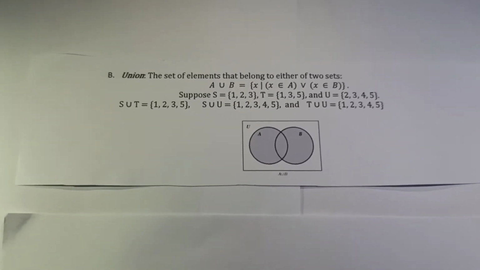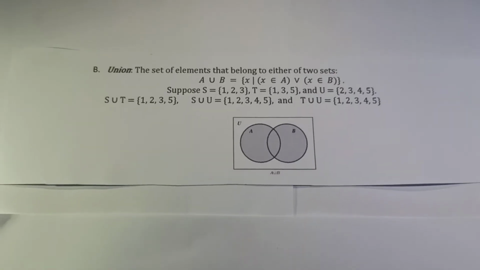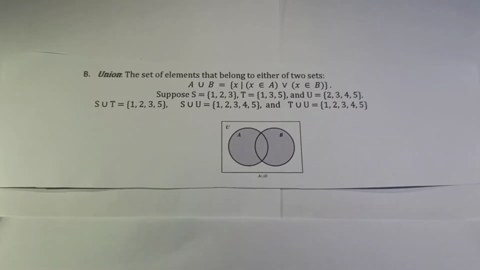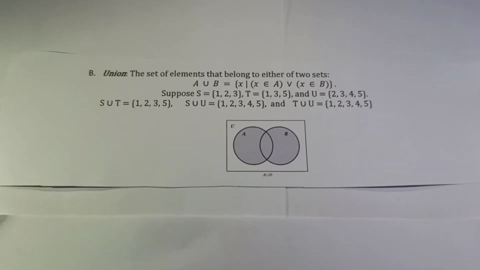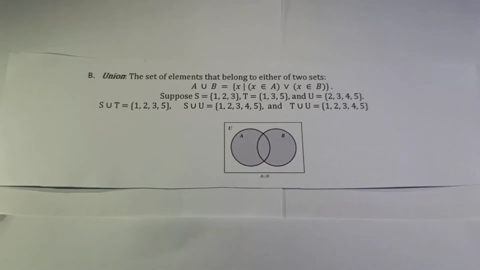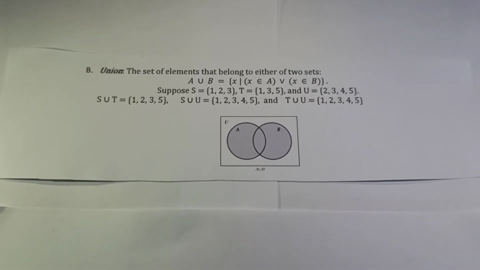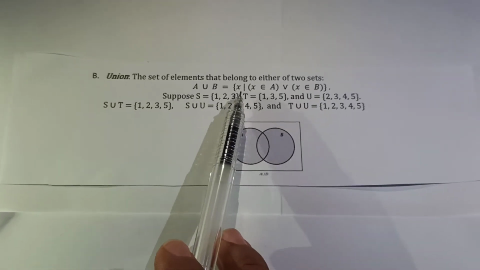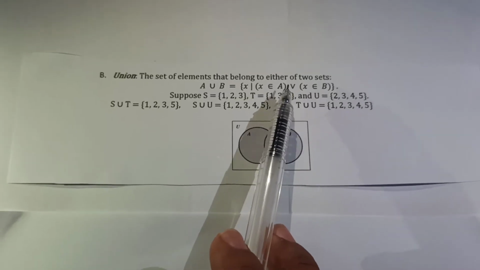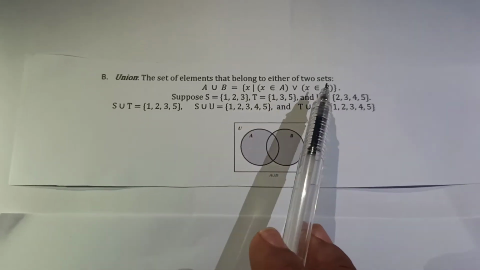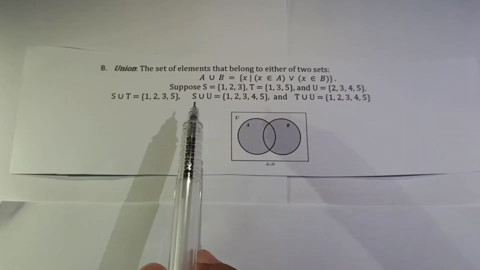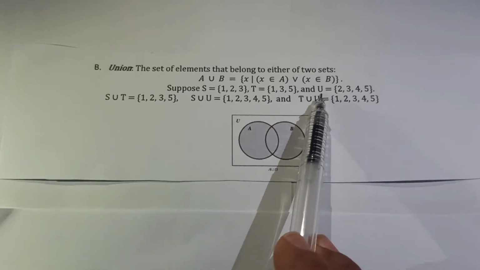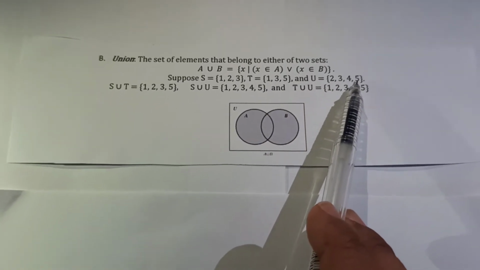The second set operation is the union. The union is the set of elements that belong to either of the two sets. Meaning to say, you're going to combine the elements of either of the two sets. A union B is equal to x such that x is an element of A or an element of B. Suppose S is equal to 1, 2, 3 and T is 1, 3, 5 and U is equal to 2, 3, 4 and 5.